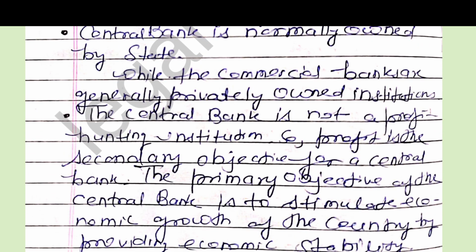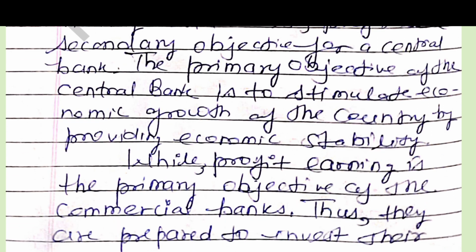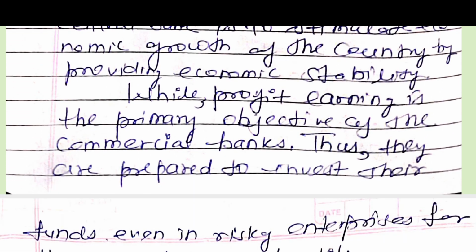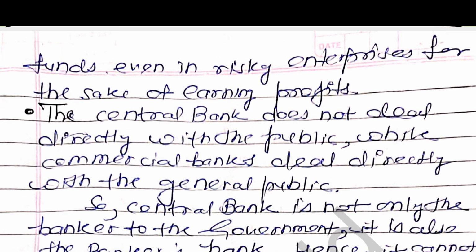The third difference is that the central bank is not only a profit hunting institution. Profit is the secondary objective of the central bank, while the primary objective is to stimulate the economic growth of the country by providing economic stability. While profit earning is the primary objective of the commercial banks, thus they are prepared to invest their funds even in risky enterprises for the sake of earning profit.